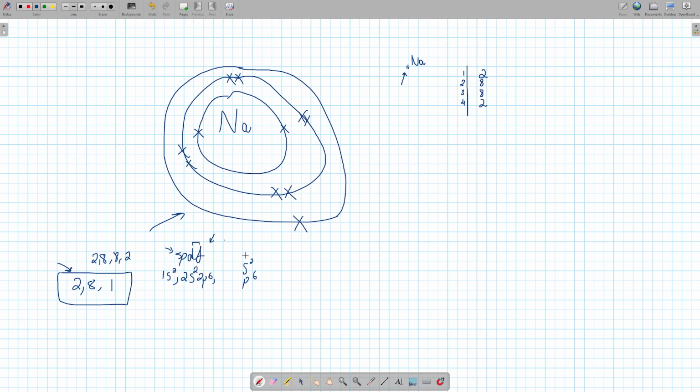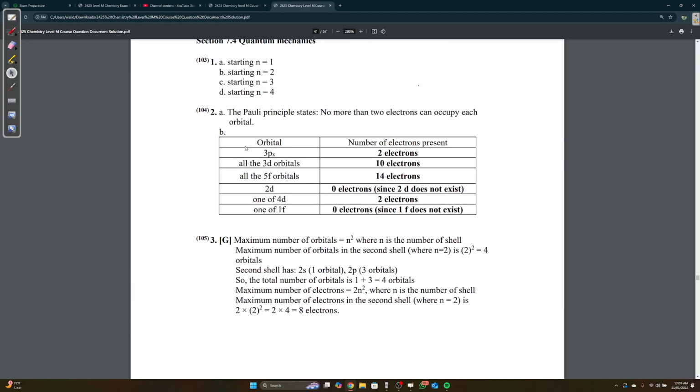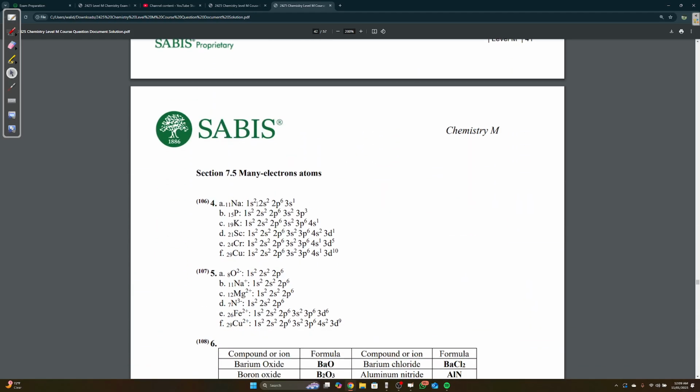Remember, we need to go to the third shell. So now I open the third shell, I write 3. I have 1 electron. You go to the S first, so I write 3s1. That's it. I don't write P, because I need to get 2 S's before I move on to P. Easy as. So let's solve the questions. Na we just did, so it's gonna show you now. 1s2, 2s2, 2p6, 3s1.